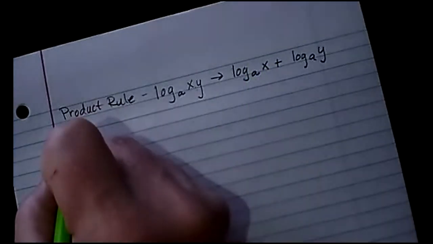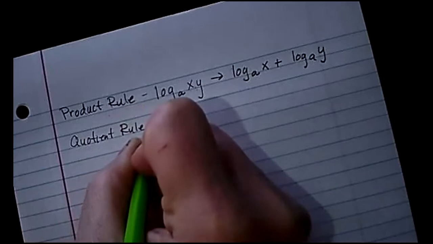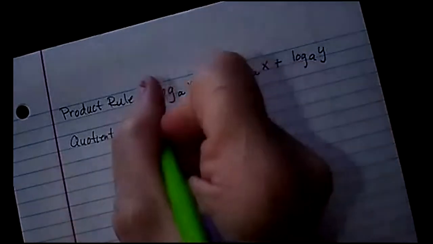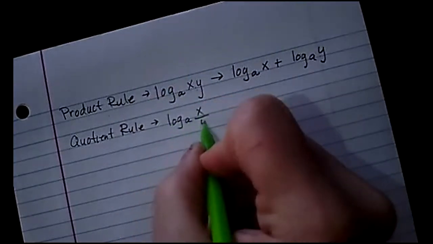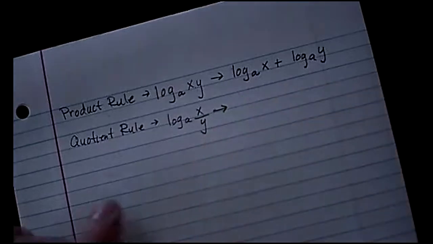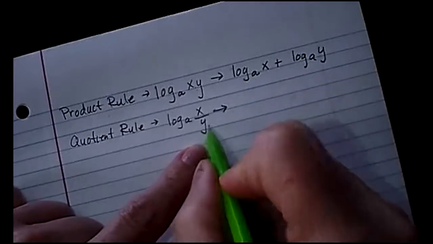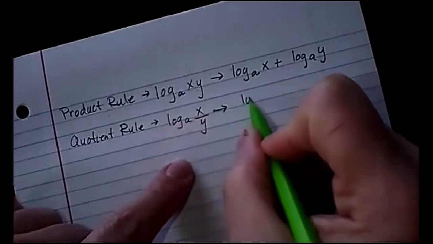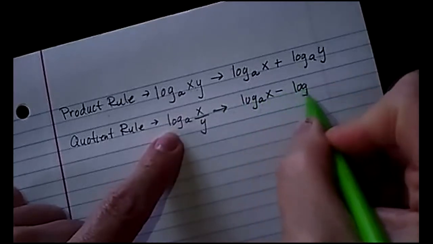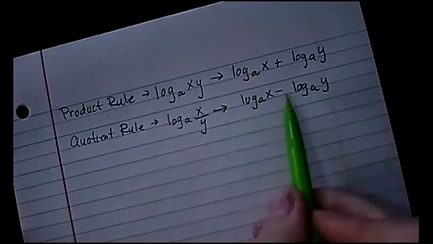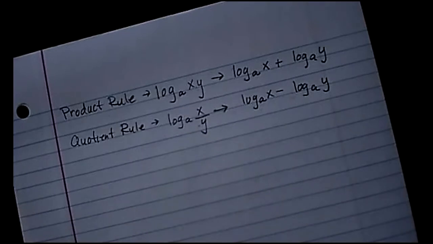Then we also have the quotient rule. Quotient means divide. If we have something like the log, again we'll use base A, of x over y, when we have a division problem, we expand that using a subtraction. We take the numerator, log base A of x, minus log base A of y. So we use a subtraction to expand this, so eventually, as you'll see later, we can start solving those.